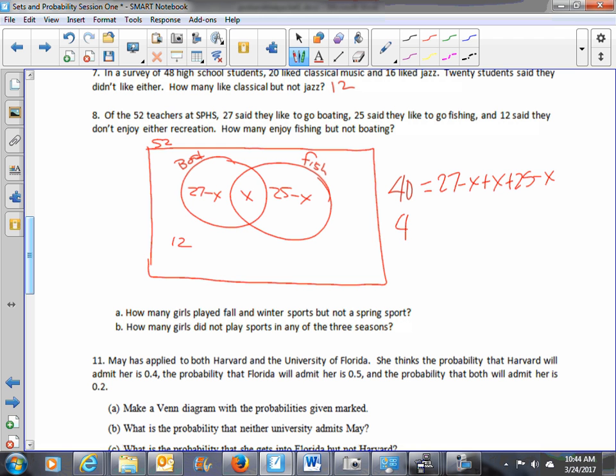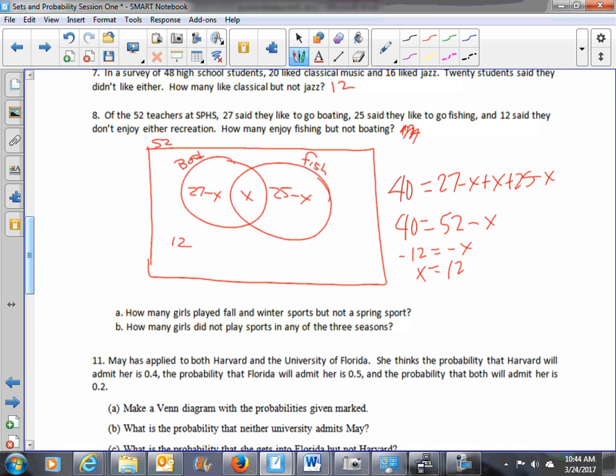So we get 40 is equal to, now this is 52, minus X plus X minus X is minus X. So if I subtract 52 from both sides, I get negative 12 equals negative X, so X equals 12. How strange. The 12 is not the answer. That's how many like both.